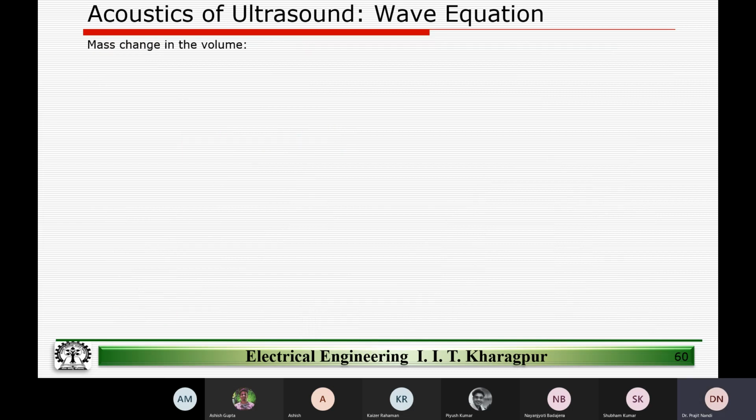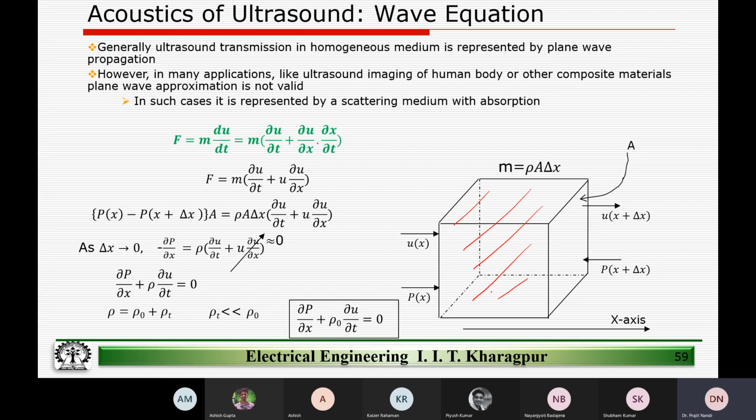Okay, so now let's look at what is the mass change in the volume, right? Meaning in the previous slide, this is the volume that we have considered. And because it's a fluid and because the wave is propagating, we discussed that there is a change in density. But what it also means is that because the particles are moving from their mean position, there is a little bit of mass content in this little cube, and that mass will keep varying with time, right?